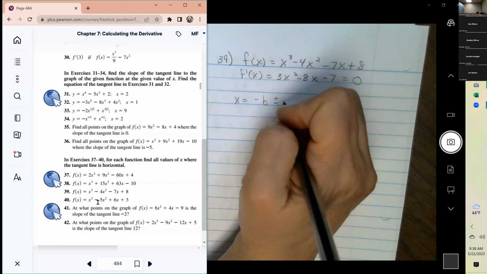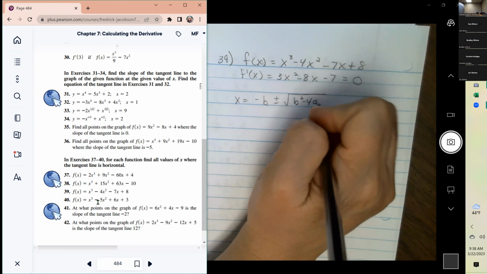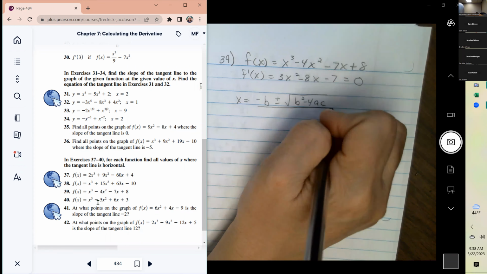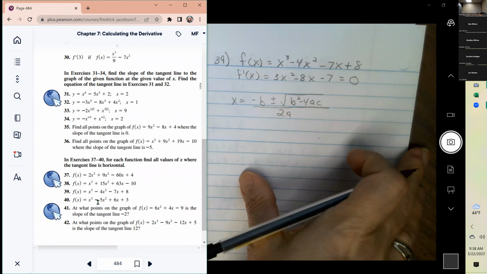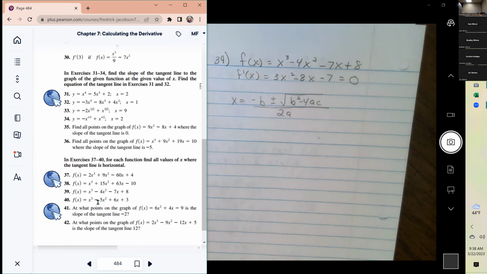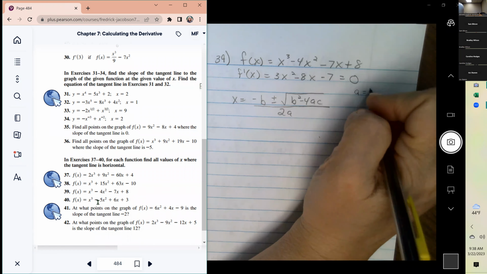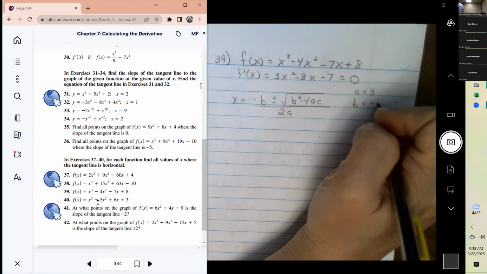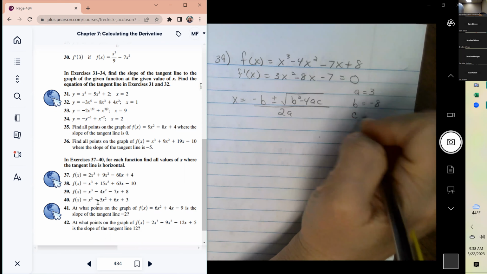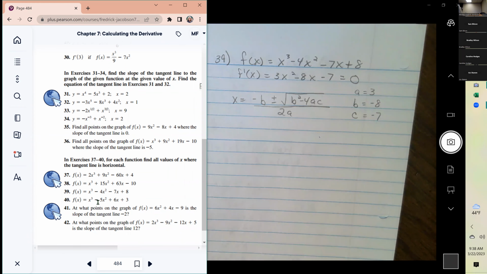Negative b plus or minus the square root of b squared minus 4ac all over 2a. And when you have a calculator, quadratic formula is not that bad, and you don't have to think about it. You just plug it in. A is with the squared term, so it's a positive 3. B is with the x term, so it's a negative 8. And C is the constant, a negative 7. Always take the sign with it.